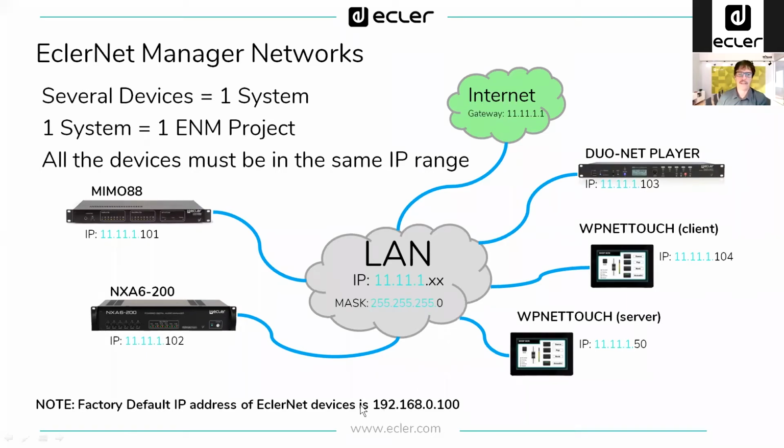You need to know also that the factory default IP address is 192.168.0.100. So when you start with an installation, you may connect directly to each device and assign the new IP to them, or if it's a new network with no devices, you can just be plugging one device at a time, changing its IP address and then plugging the new one, because all of them, no matter if it's MIMO 88 or NXA or DuoNet player, come from the factory with this IP address. This is quite important, okay?